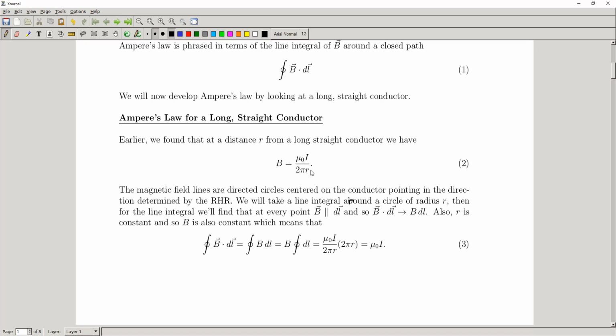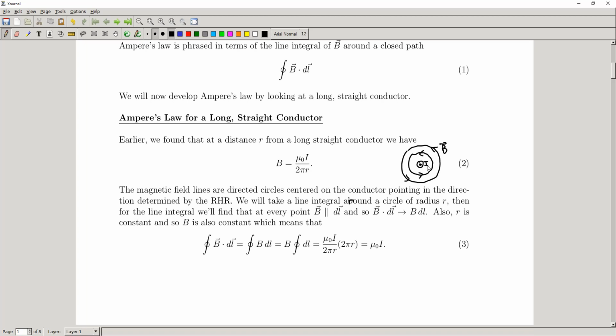So let me just quickly draw one. Let's say we have a conductor. We have current coming up out of the page. It's a long straight conductor, so we're kind of looking down the pipe at it here. And if we use our right-hand rule, our magnetic field lines are going to be going around this thing like this, right? Okay. So these would be our magnetic field lines, and this is our current coming up towards us.